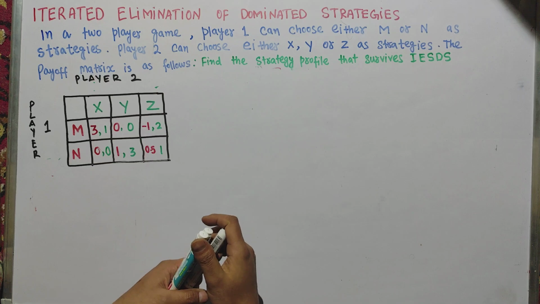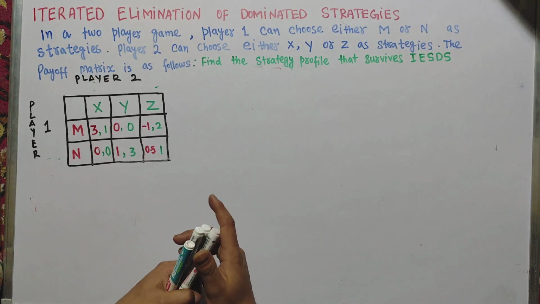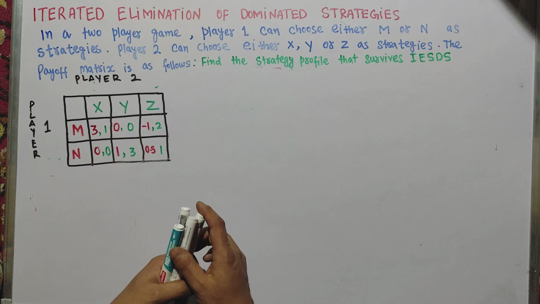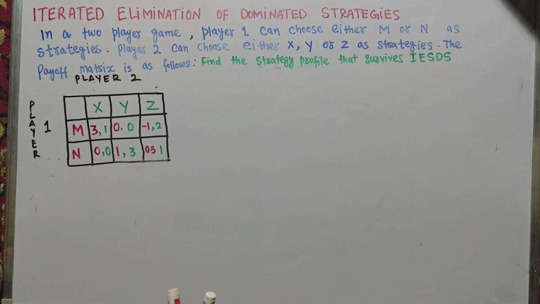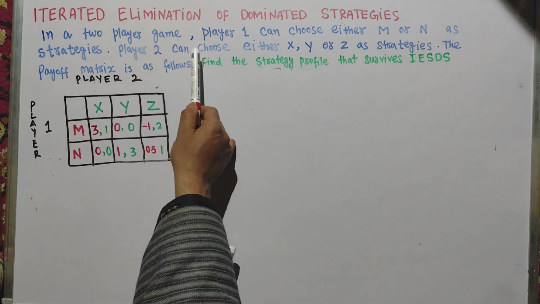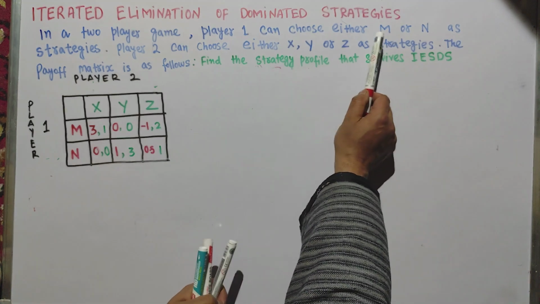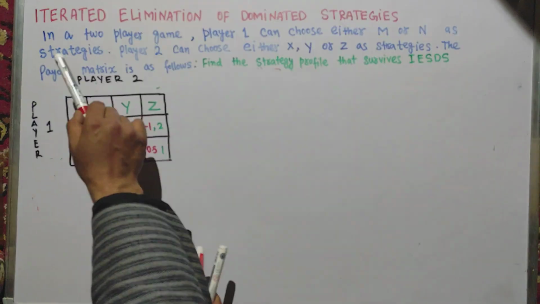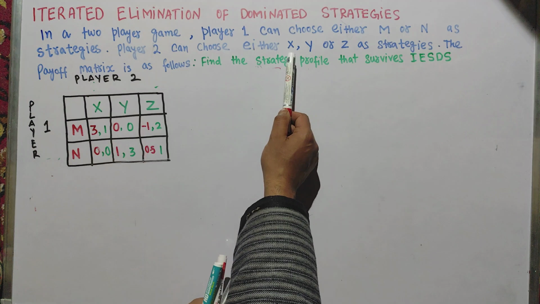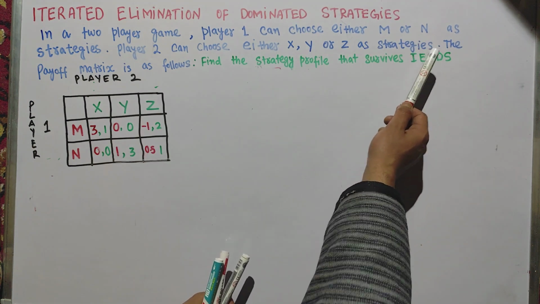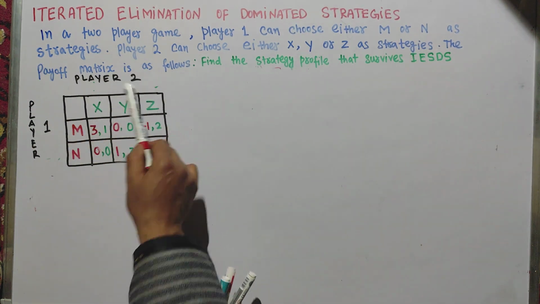Let us solve a question on game theory regarding iterated elimination of dominated strategies. The question is, in a two-player game, player 1 can choose either M or N as strategies. Player 2 can choose either X, Y or Z as strategies. The payoff matrix is as follows.